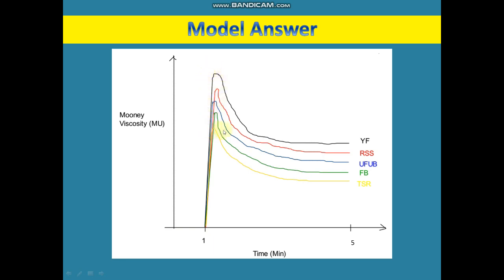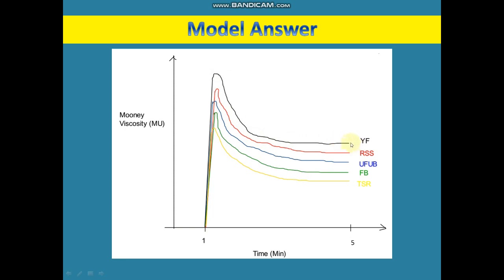So that is how the initial torque of Mooney viscosity has been changed against these rubbers. So now we know the basic or the typical shape of the Mooney viscosity curve.